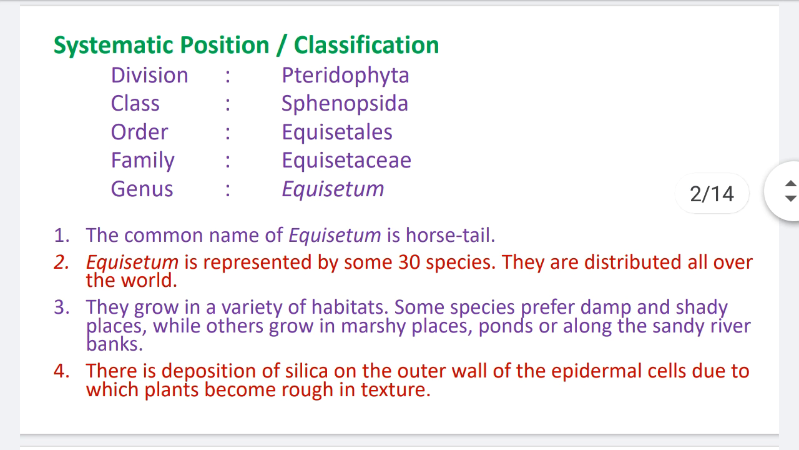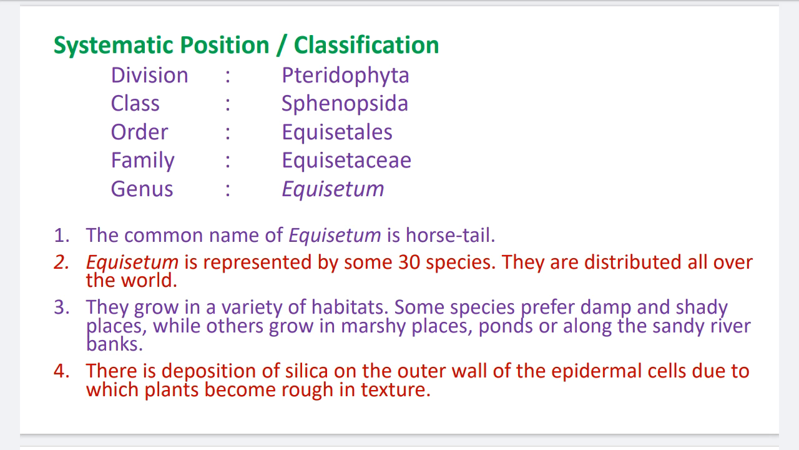The systematic position of the Equisetum. Systematic position means classification. It belongs to division Pteridophyta, class Spinopsida, order Equisetaceae, family Equisetaceae, and genus Equisetum. This is the classification of the Equisetum. Then point number 1. The common name of Equisetum is horsetail.